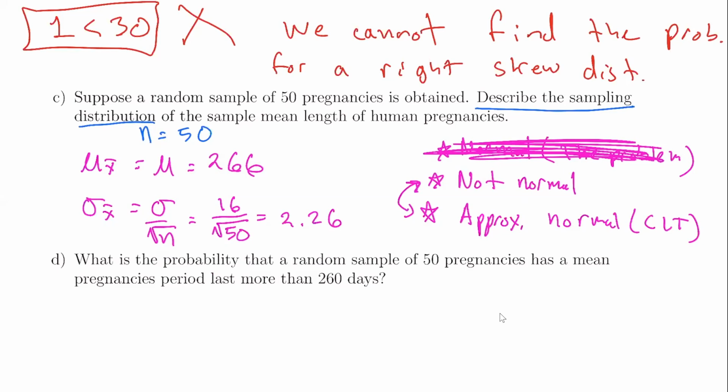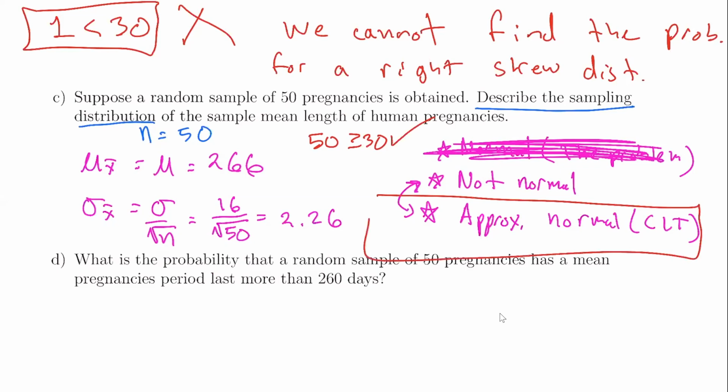In this problem, n is 50. And 50 is indeed bigger than or equal to 30. Since that condition passed, we say our distribution is approximately normal. And we'll cross that one out. All right, so that's a little refresher on what we did on Wednesday. Any questions so far? Why mu of x bar equals 266, sigma of x bar equals 2.26, and why the distribution is approximately normal?